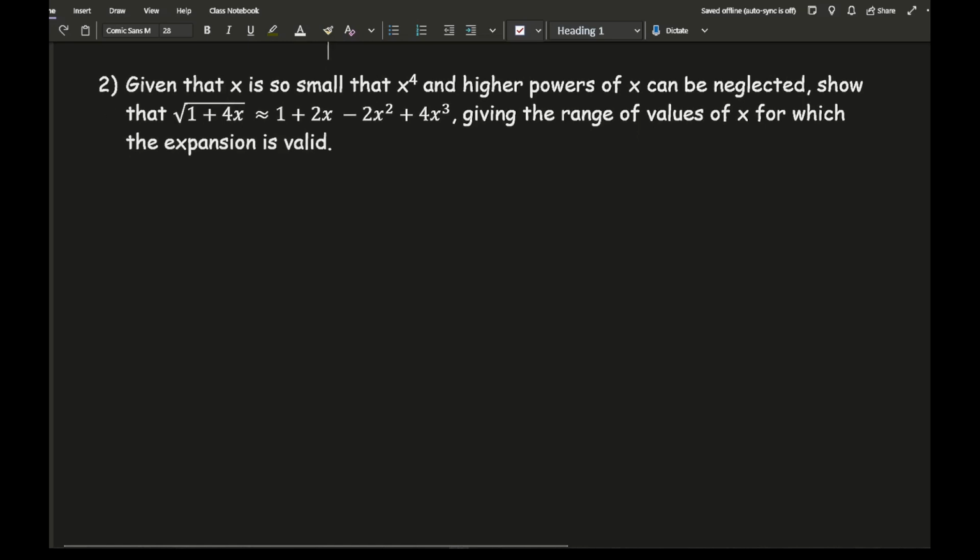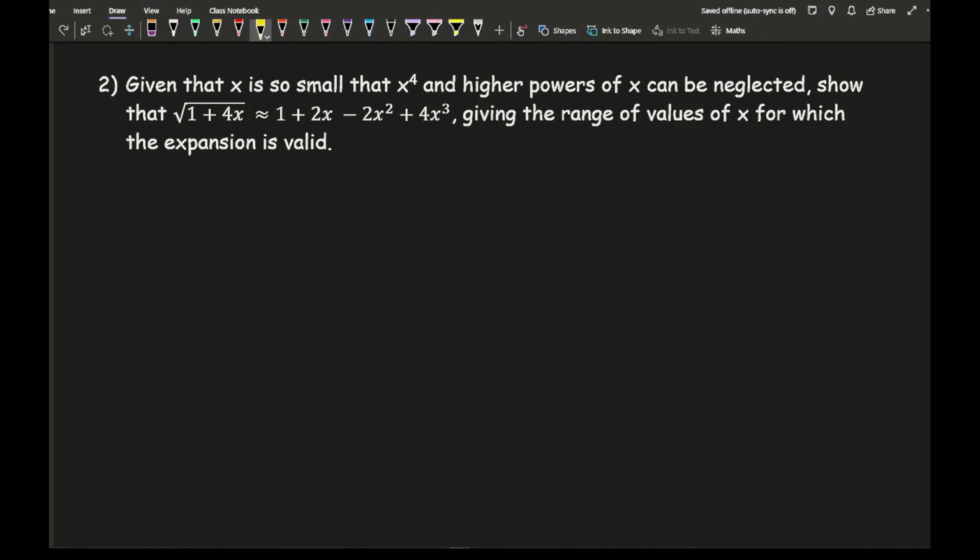So first of all, let's start off by rewriting, as we did before, the question using our rules of indices. So for the solution, we've got the square root of 1 plus 4x, and that can be written as 1 plus 4x to the power of a half. Now for this I only need to go up to x cubed, so the next thing I then need to do is quote the formula.